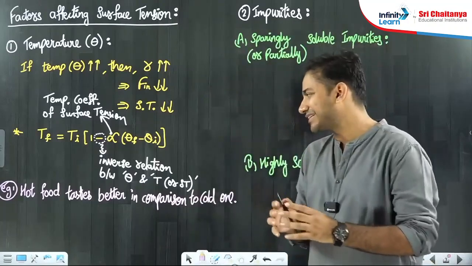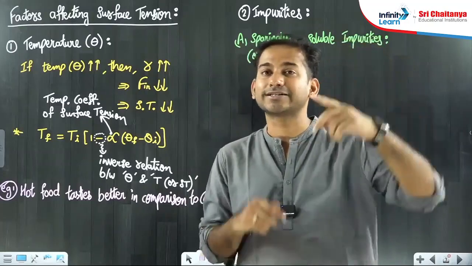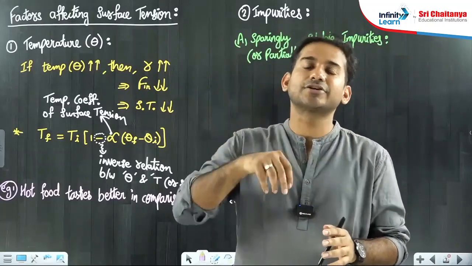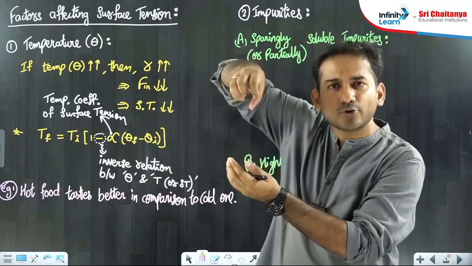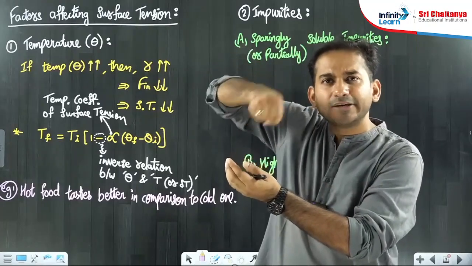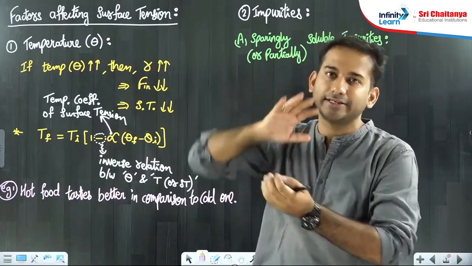So basically, if you talk about hot food, temperature is high. Temperature is high, surface tension will be less. Surface tension will be less, it can easily spread. High surface tension, coagulation tendency, minimizing surface area. Low surface tension, spreading easily tendency.